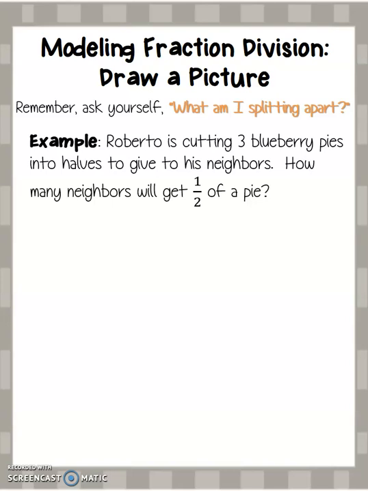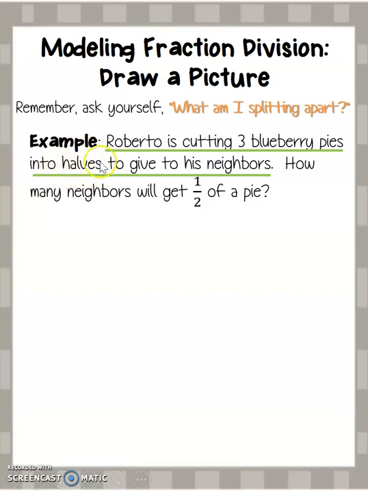So let's go line by line to answer that question. What am I splitting apart? First, Roberto is cutting 3 blueberry pies into halves to give to his neighbors. I get 2 pieces of information here. I know that I'm starting with the 3 blueberry pies. That's what I'm splitting apart. And I'm cutting them into halves, or 1/2 size pieces.